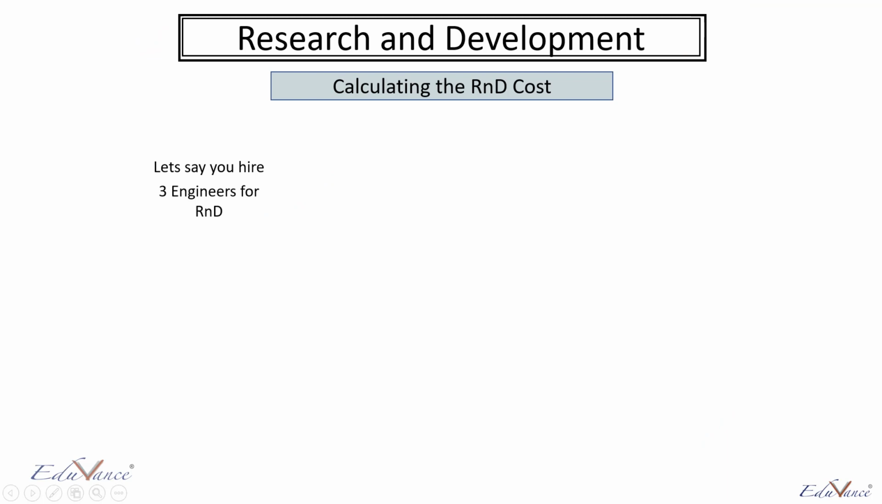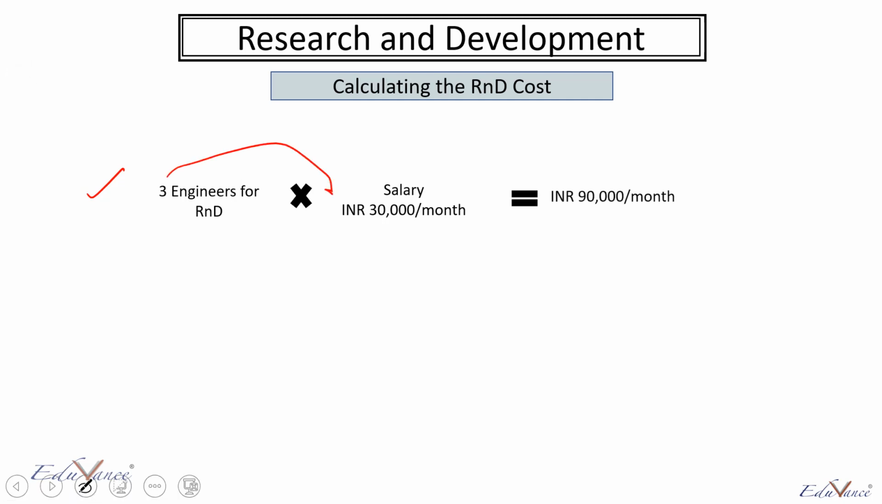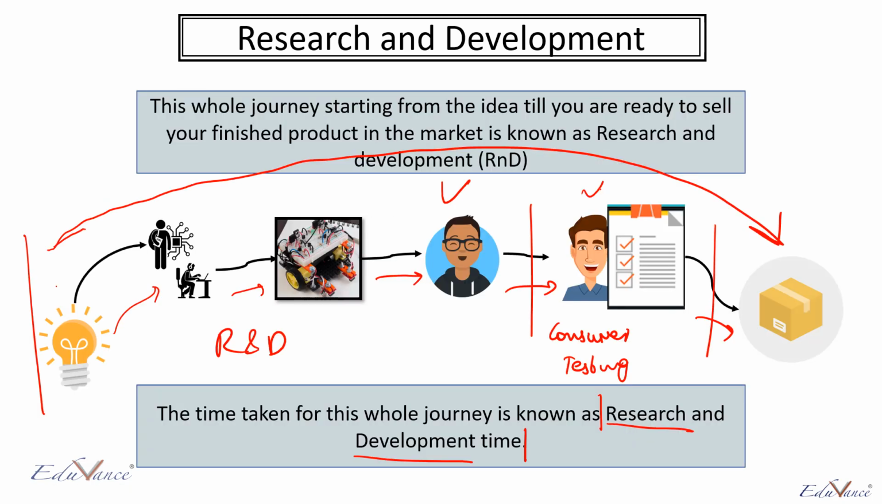So let us say you hire 3 engineers, and each engineer you pay a salary of 30,000 rupees a month. So it's 30,000 rupees a month and you hire 3 engineers. So your total cost per month for 3 engineers is 3 times 30, which is 90,000 rupees a month. Now let us say the total time from idea to your finished product is 6 months. So the total duration from this step to this step is 6 months.